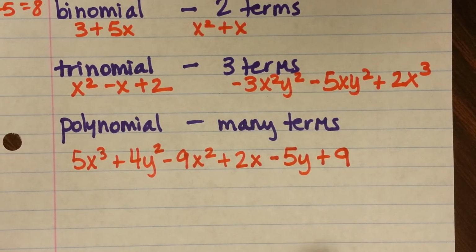People who study this all the time probably have a name for that, but as far as we're concerned, we are only naming it as something that has more than 3 terms. So this would be an example of a polynomial.